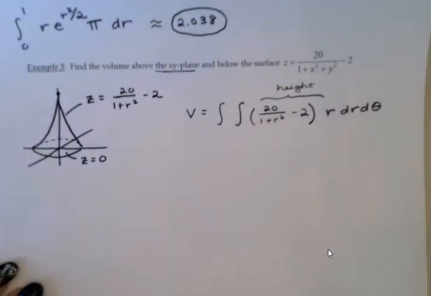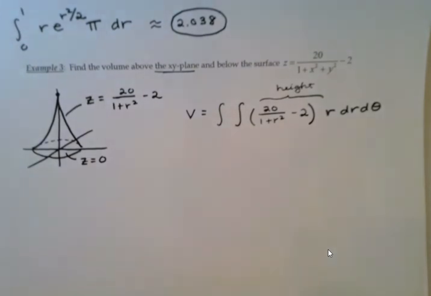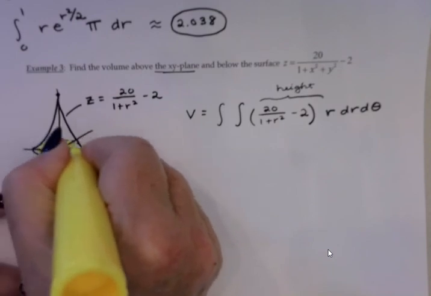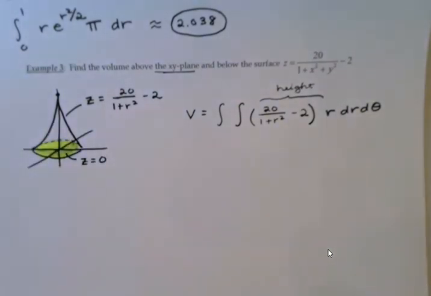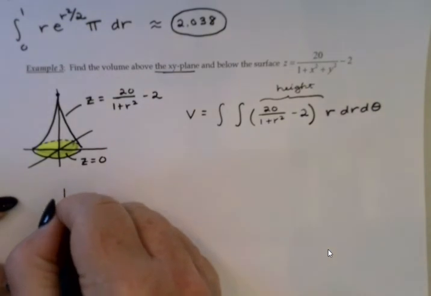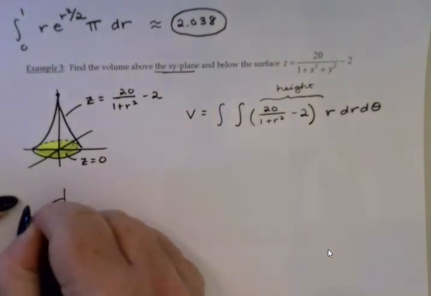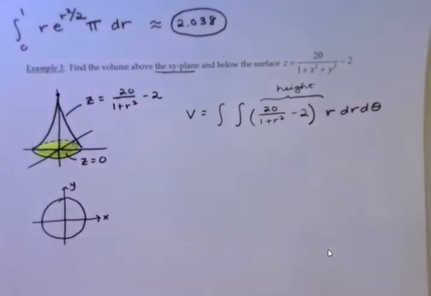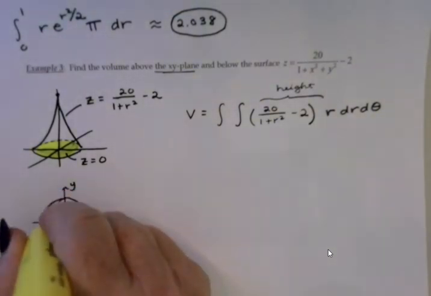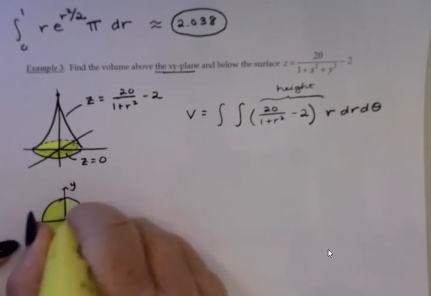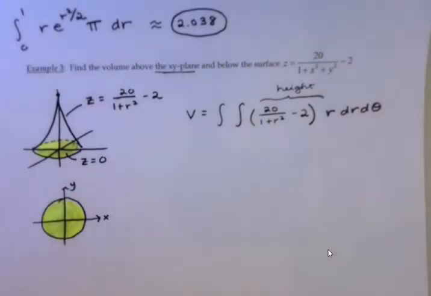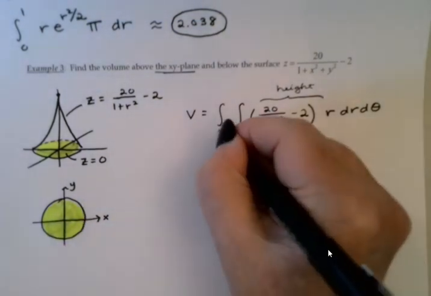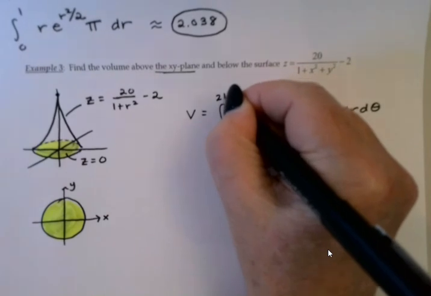All right, what about the limits of integration? Well, my region has to be the region in the xy plane. So my region is that circle right down there in the xy plane. If I just really quickly redraw that, it's going to look like that. Just by looking at that much of it, I already know the theta is going to have to go all the way around from 0 to 2 pi. So I could put those limits of integration in immediately.